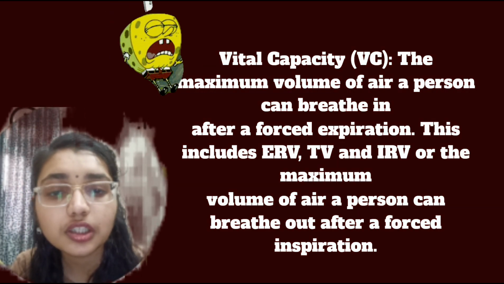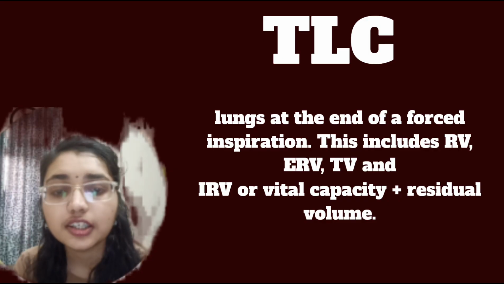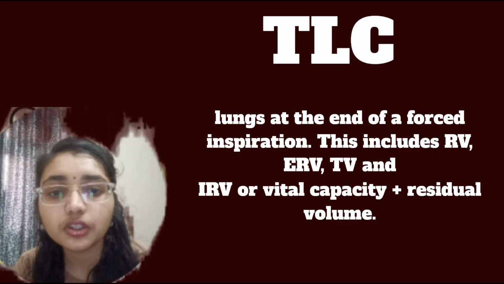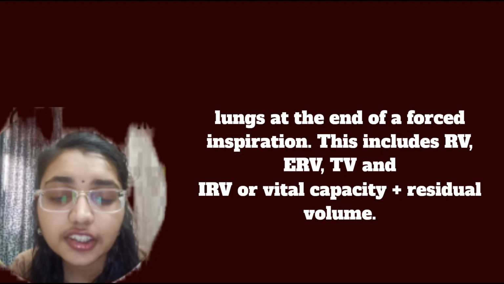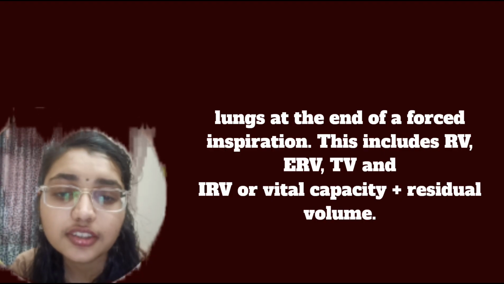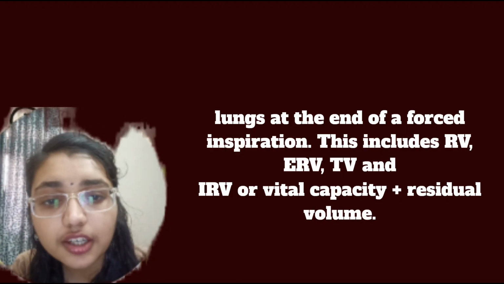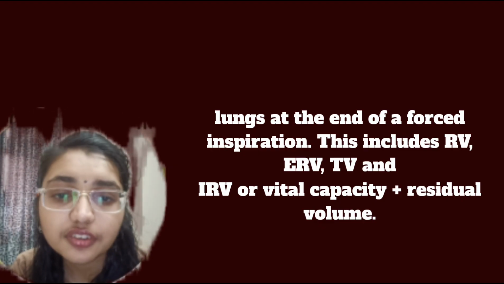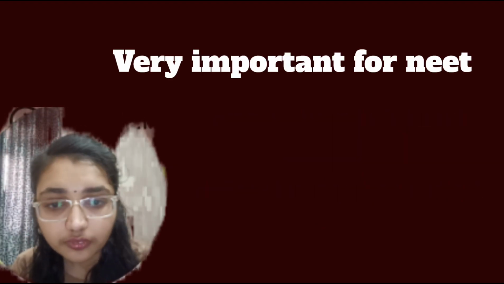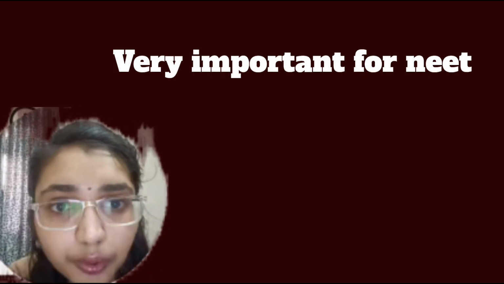Next is the TLC, that is total lung capacity, the total volume of air accommodated in the lungs at the end of a forcible inspiration, and this includes the RV, ERV, TV and IRV, or the vital capacity plus residual volume. So these all are the important respiratory volumes and capacities.